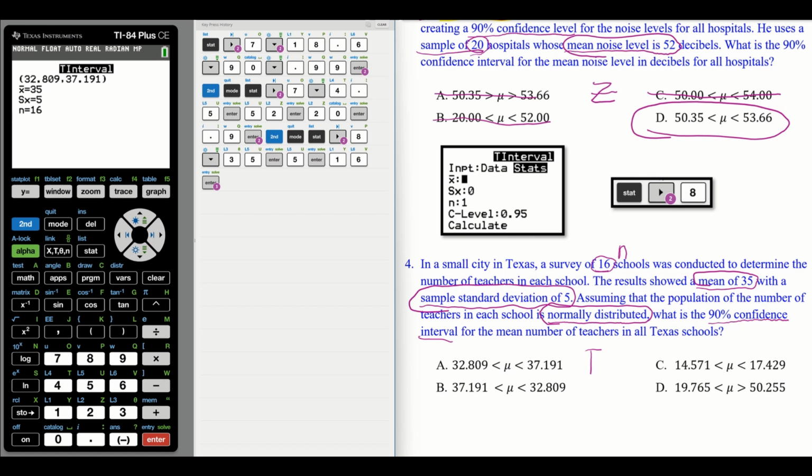Okay, we have 32.809. Well, I see A looks good. This one says 37. This one says 19. That one says 14. It has to be A.